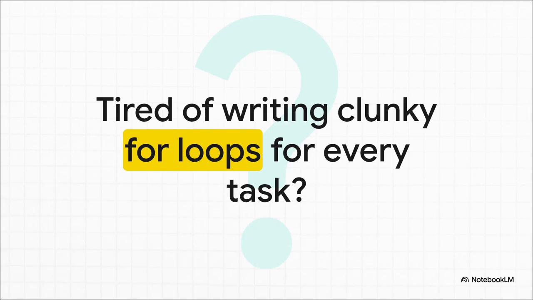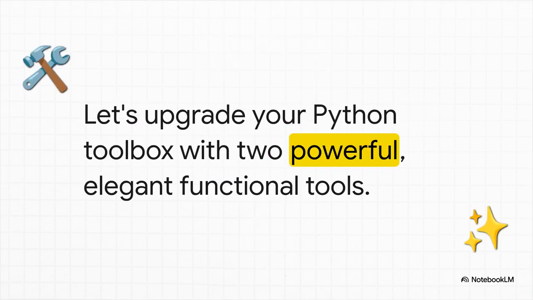So you know the feeling, right? You've got a list and you need to do the exact same thing to every single item. What's the first thing that comes to mind? Probably a for loop. And hey, that works. But what if I told you there's a much slicker, more Pythonic way to get this done for a lot of common tasks? We're going to be talking about map and reduce.